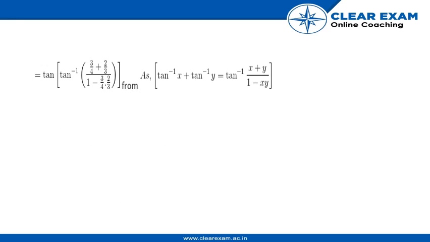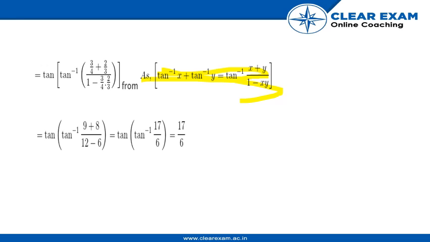We can see in the previous slide that there was a formula like tan inverse x plus tan inverse y. So we directly apply this formula. Tan inverse x plus tan inverse y is equal to tan inverse of x plus y upon 1 minus xy. So our x was 3 by 4, our y was 2 by 3. So we just put the values here. So we get tan of tan inverse of 3 by 4 plus 2 by 3 upon 1 minus 3 by 4 into 2 upon 3.